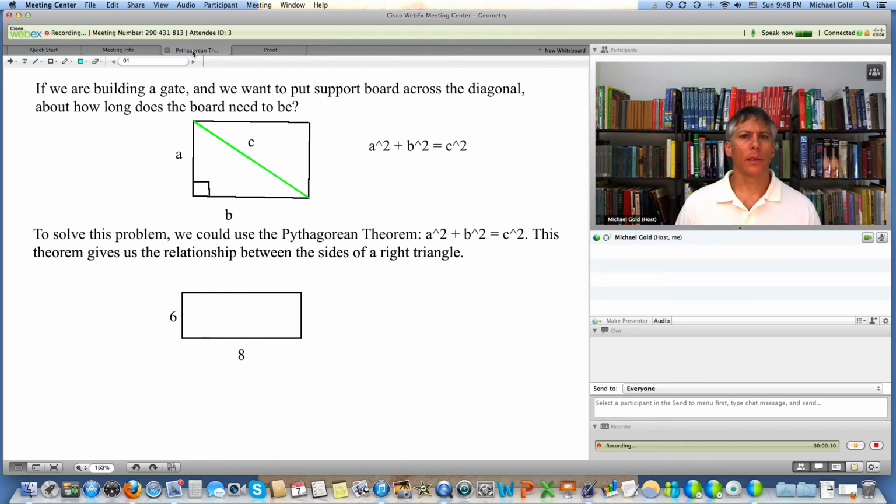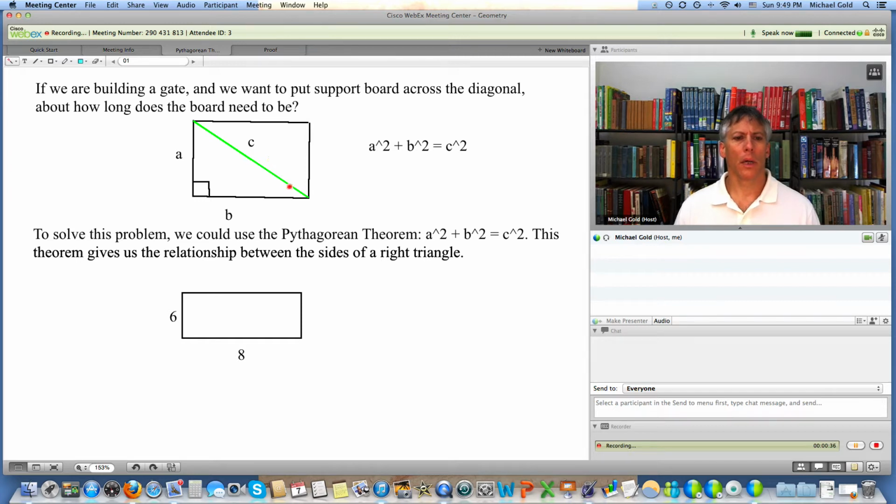Now, by way of motivation, if we are building a gate and we want to put a support board across the diagonal, about how long does the board need to be? We've got that drawn in the diagram. We've got the rectangle A by B, and we've got the diagonal C.